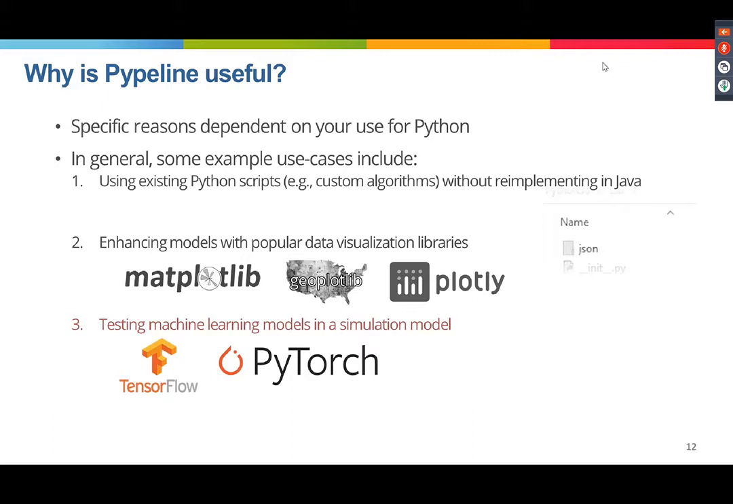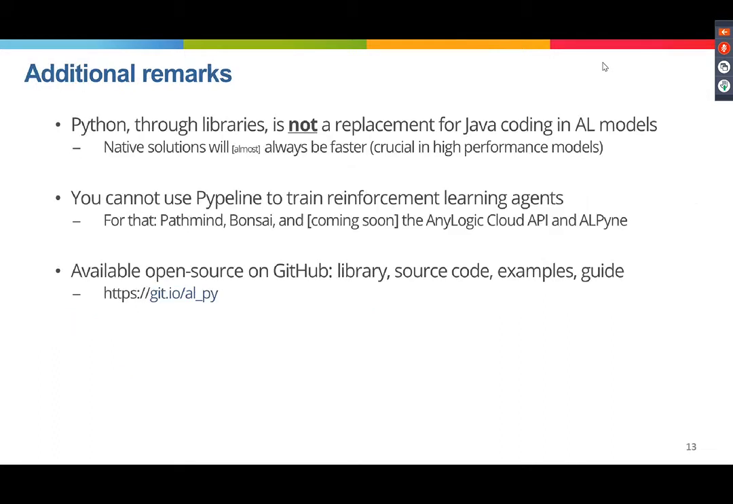This might not be noticeable in smaller models, but it might be something to be aware of when you're running high-performance models. Another remark, which I won't be getting into any level of detail on here, is that you cannot use Pypeline to train reinforcement learning agents. In other words, if you're looking to use simulation as the training environment, you cannot use Pypeline. If you're looking for this, we have partnerships with Pathmind and Microsoft Project Bonsai to help automate reinforcement learning. We'll soon have an update to the AnyLogic Cloud, which will have an interruptible API, allowing for RL training. And as a completely offline alternative, I'm currently working on another library, tentatively named Alpine, which will allow you to use your simulation models in this way.